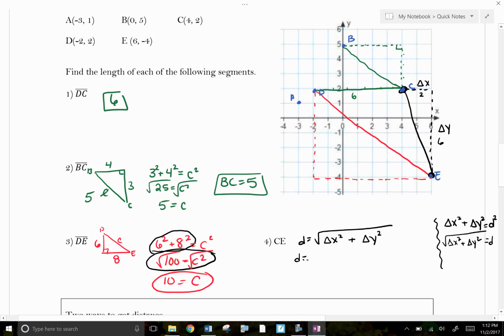So my distance is the square root of 2 squared plus 6 squared, which is the square root of 40. And we'll talk about when you need to reduce that later. I'm not going to do it right now.